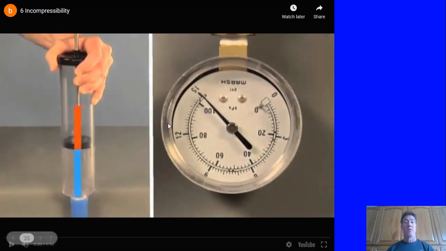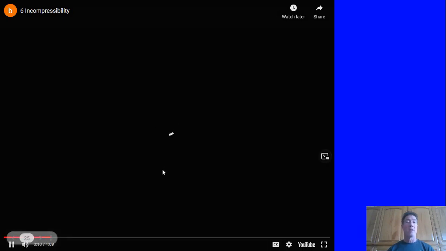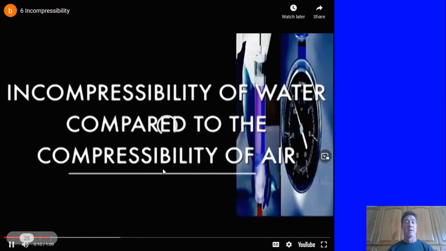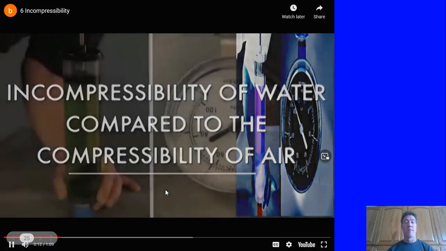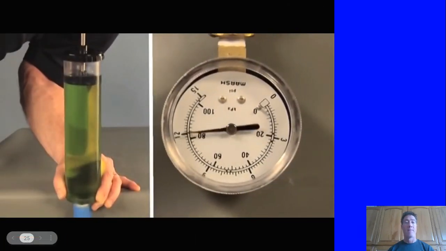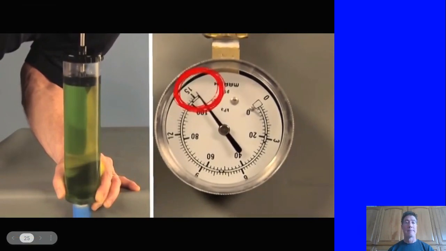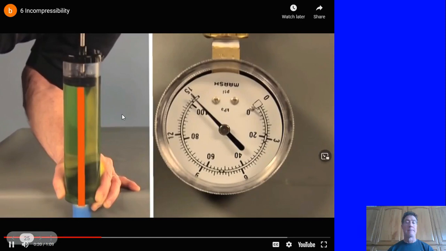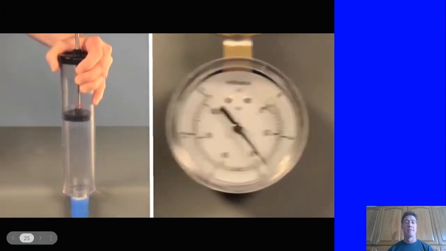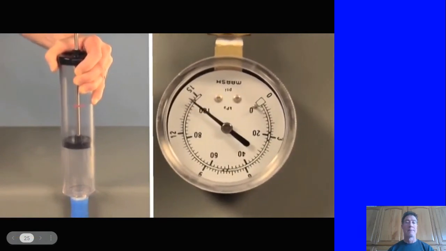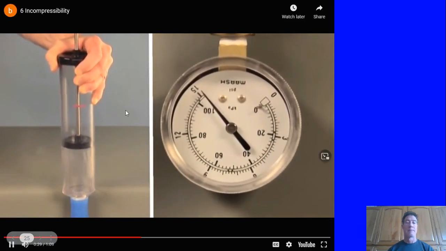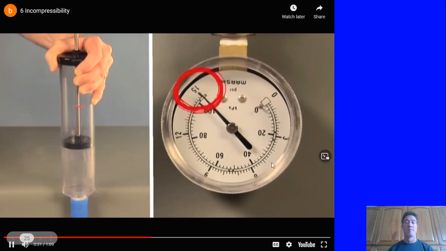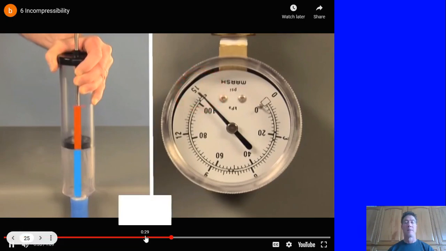Here is a video showing the compressibility of air. The water-filled syringe is compressed until the gauge reads 15 psig. Note that there is no discernible reduction in volume. The air-filled syringe is compressed until the gauge pressure matches that of the previous example, that is 15 psig. Note that in this case, there is a significant reduction in volume.